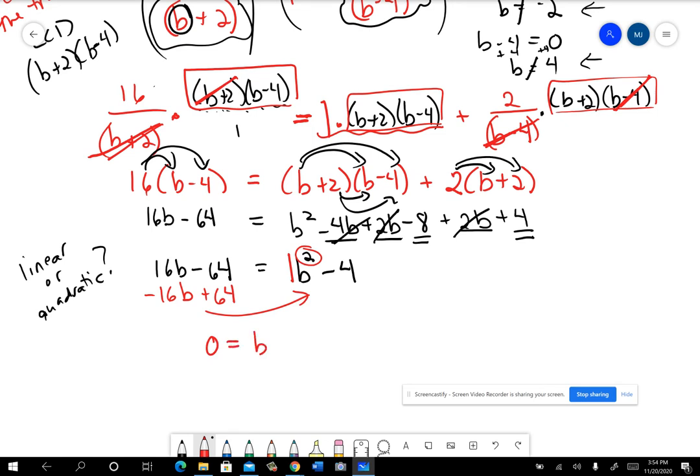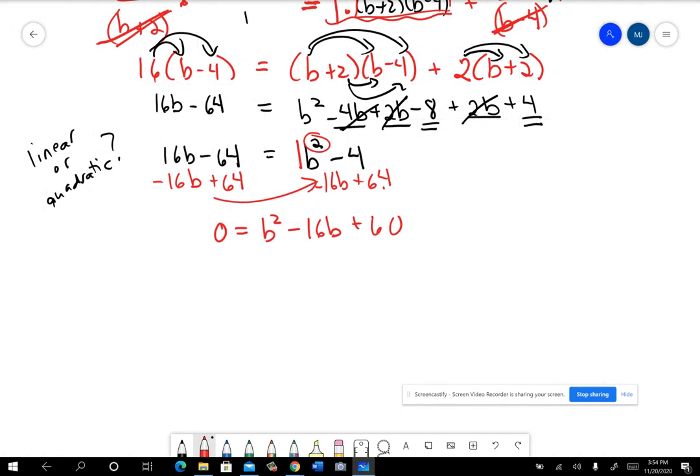When I do, I have to subtract the 16b and add the 64. So that would be b squared and then minus the 16b, and then the 64 is positive and the 4 that was already there was negative. So that's going to be plus 60. Okay, so now I've got the 0 on one side. It's a little easier sometimes to think about with the 0 being on the right.